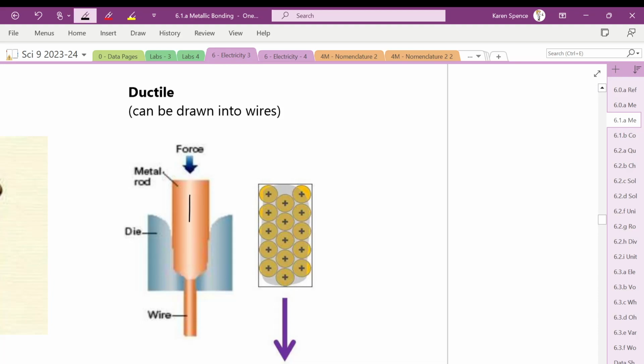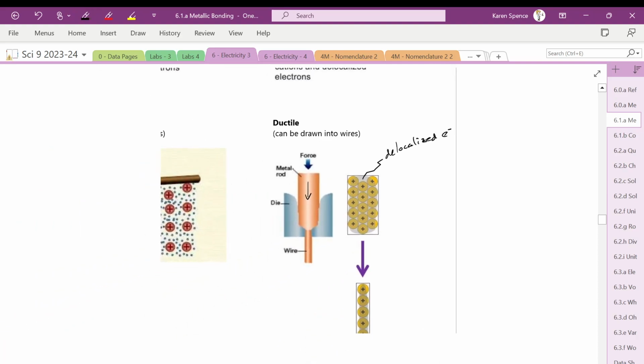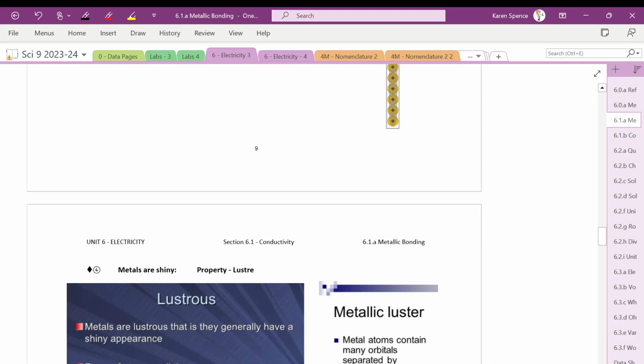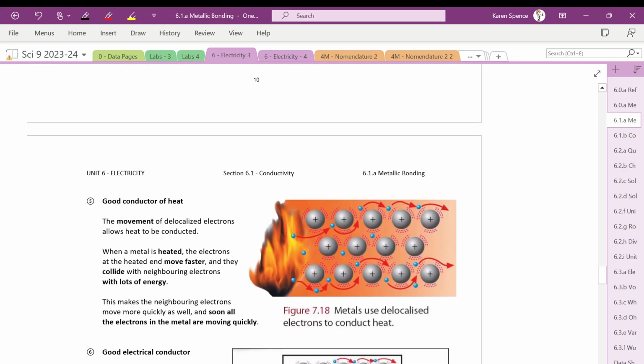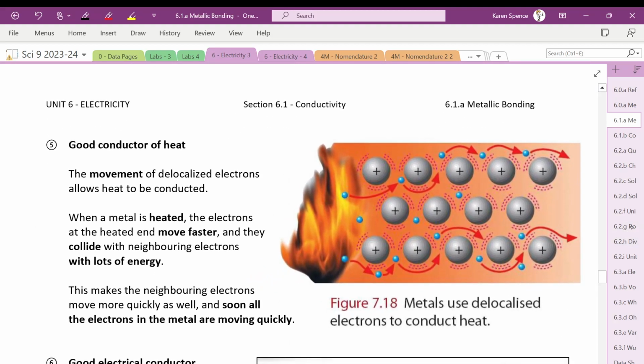If you push this wire, this copper, down, it gets compressed into a wire. And you can imagine we have these delocalized electrons allowing it to still stick together. And we're going to skip that they're shiny, also because of the delocalized electrons. Here on page 11, this we are going to take a look at.